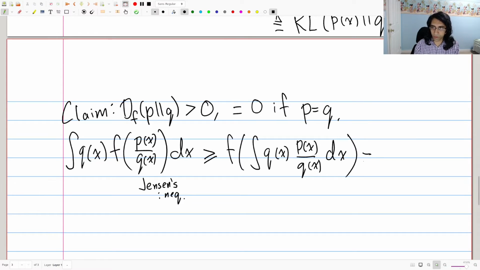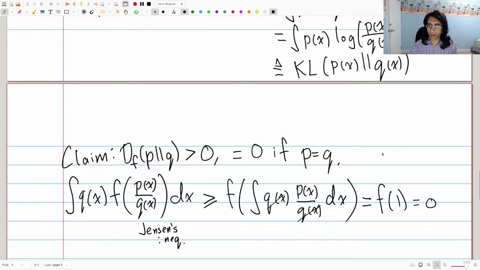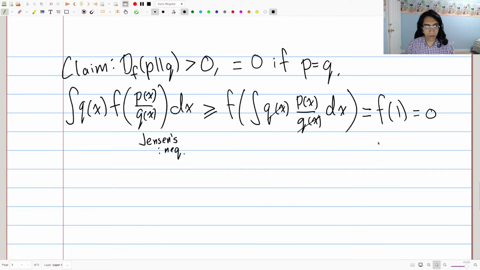And this is going to be equal to, well, if you just cancel these two terms out, then you're taking the integral of p of x dx over the entire domain. And so this whole thing here will just be 1, just because you're integrating a distribution over its entire support. And what else did we say? We said that f of 1 is equal to 0. Let me note that this shows the first part of the claim, that this f divergence will always be greater than or equal to 0.